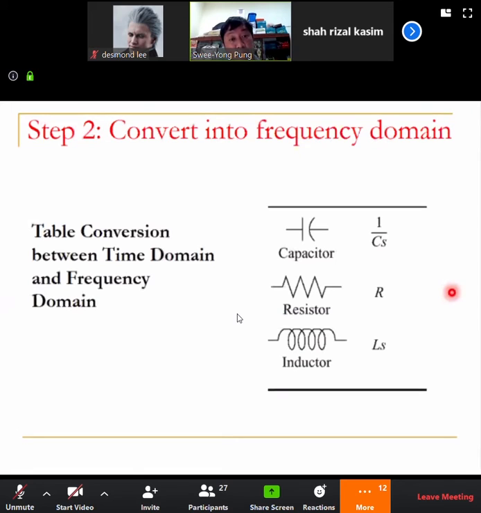Now let's move on. Now step 2, we need to convert the elements from the time domain into the frequency domain. Now this is the conversion table. For capacitors, in the time domain it is C. When we want to change to the frequency domain, it is 1 over CS, right? For a resistor, it is R, and in the frequency domain it is still R, no change.